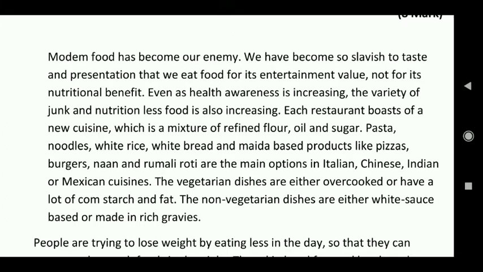Okay, modern food आजकल हमारा जो दुश्मन बन गया है. क्यों? क्योंकि आजकल लोग सबसे ज़्यादा जो टेस्ट के ऊपर प्रेफर करता है rather than nutrition and health. Some of the ingredients are a mixture of refined flour, oil, sugar, and it causes lots of damage to our human body. Okay, that's what the paragraph is trying to make us understand.